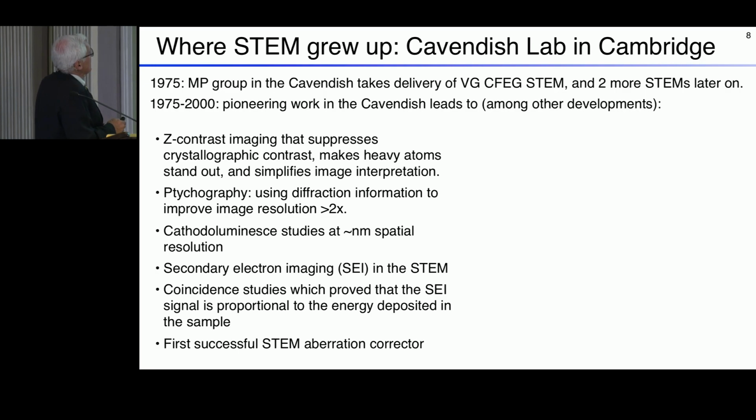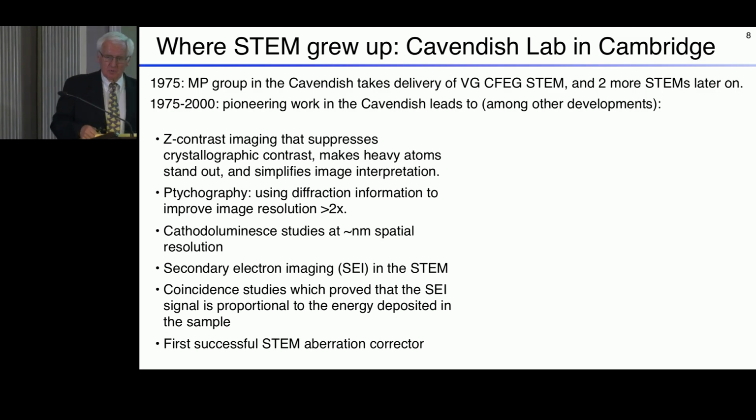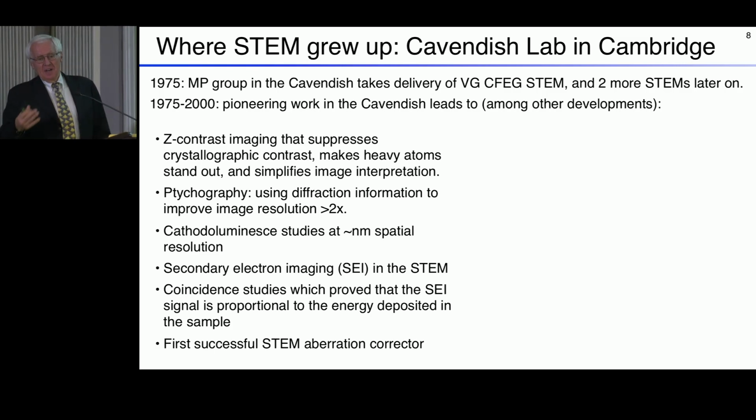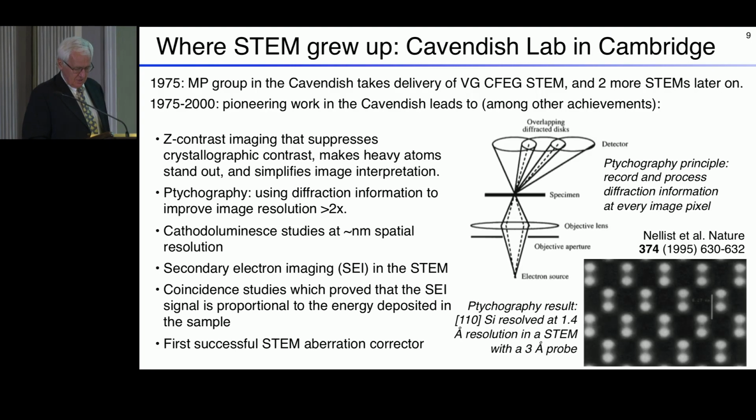Cathodoluminescence studies, secondary electron imaging, coincidence studies, where you look at 2 signals in coincidence and you figure out the physical origins of one of the signals because you know what will happen with the other one. And we came along and used the very first microscope that they had, which at that point was 20 years old, split it apart, put an aberration corrector in there, and that was the start of STEM aberration correction. So back in 1997, we had the first successful STEM aberration corrector.